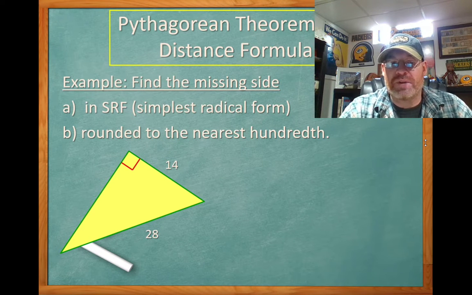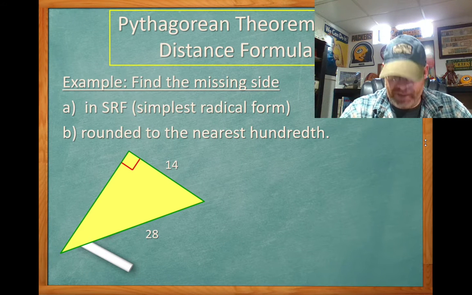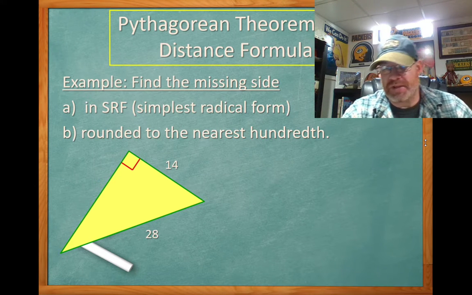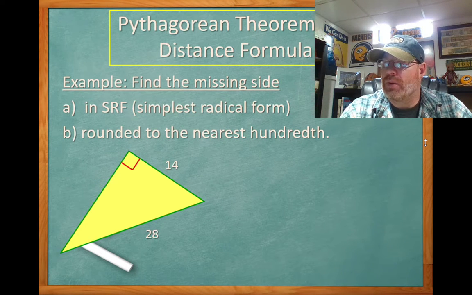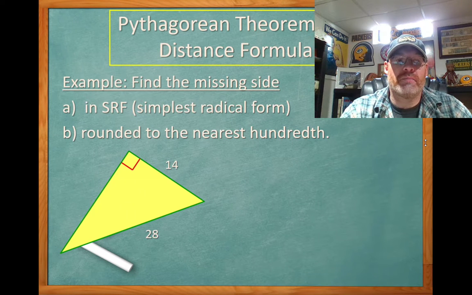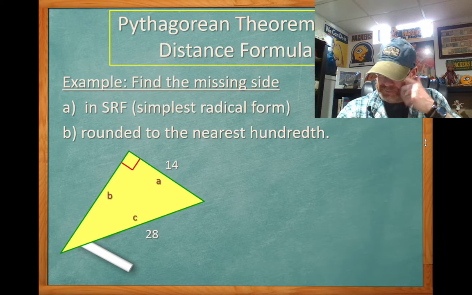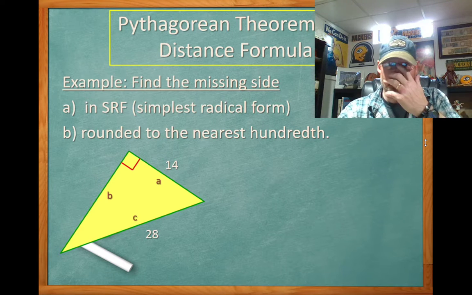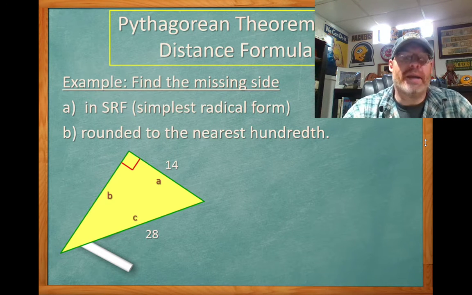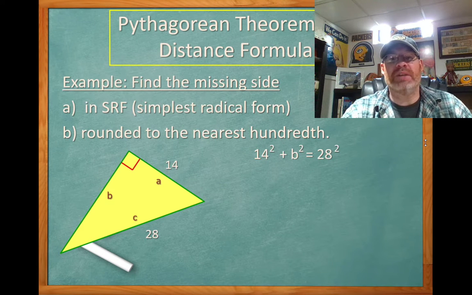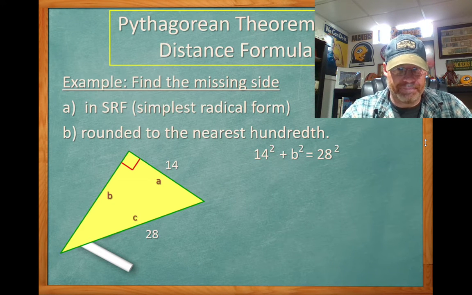So here we have a triangle with two sides, 14 and 28. What you need to pay attention to is, what sides are they? Are they the a and the b or something else? Well, the c has to be the hypotenuse, so go ahead and throw the a, b, c in there. Again, the a and the b doesn't matter. And then just use the formula. a squared plus b squared equals c squared. 14 squared plus b squared equals 28 squared.